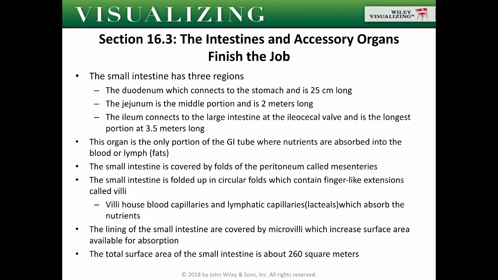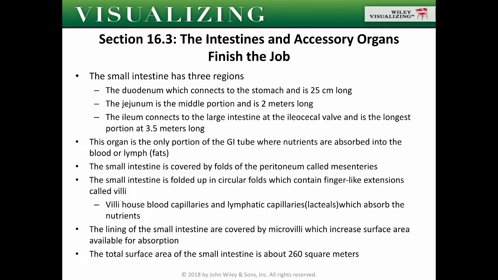This organ is the only portion of the GI tube where nutrients are absorbed into the blood or the lymph. The small intestine is covered by folds of the peritoneum called mesenteries. The small intestine is folded up in circular folds which contain finger-like extensions called the villi. So why do we have the villi? This increases the surface area of your intestines, and the more surface area, the more absorption there is. The villi house the blood capillaries and the lymphatic capillaries which absorb the nutrients.